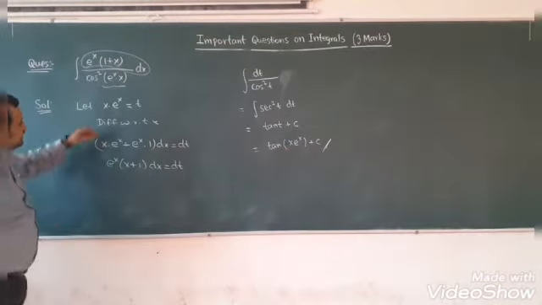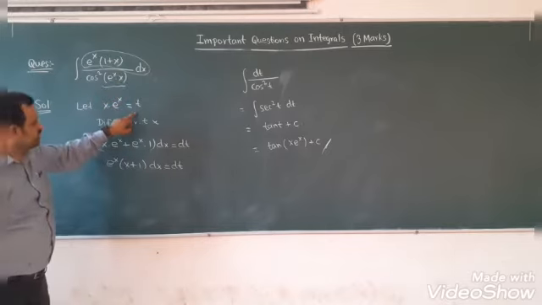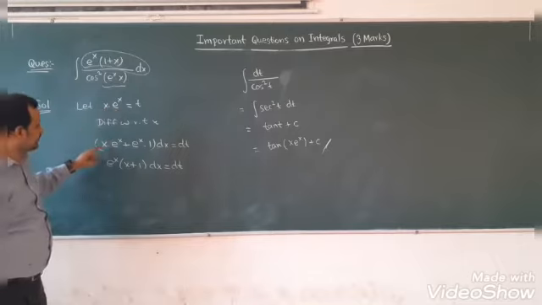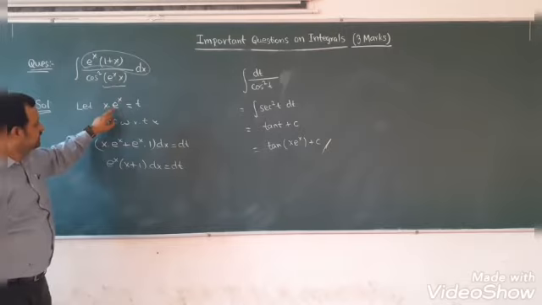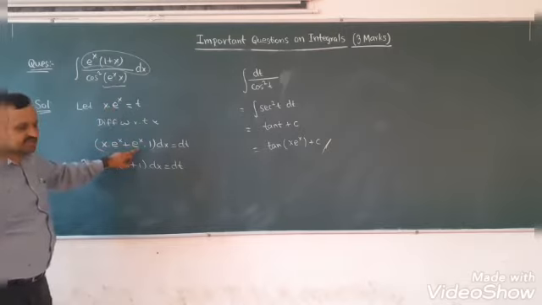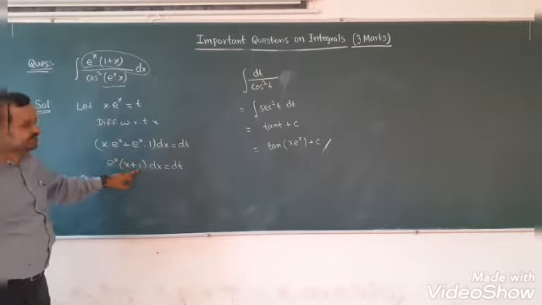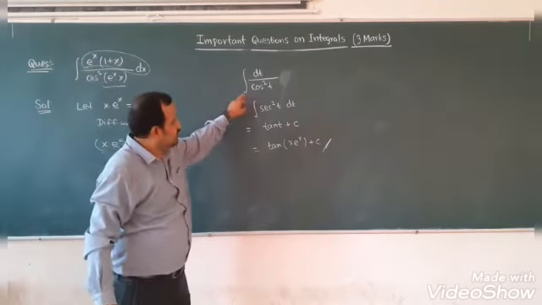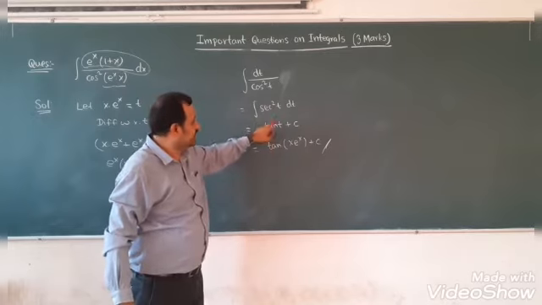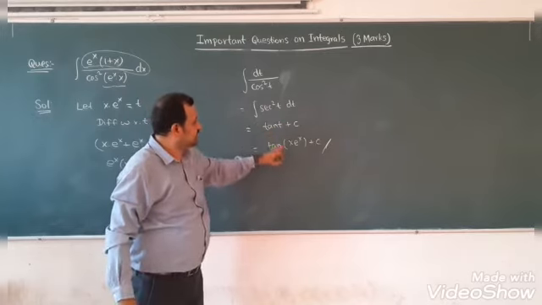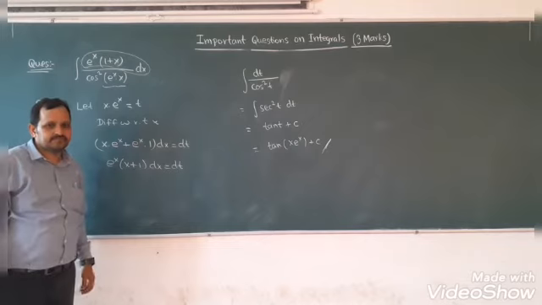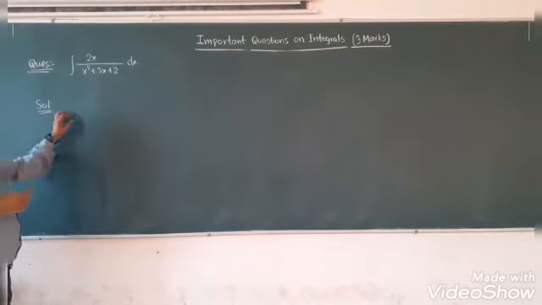So what we have done, we assumed x into e power x equal to t. Differentiate with respect to x. So how to differentiate? Apply the product rule: first function x into differentiation of e power x plus second function into differentiation of first. So take e power x common. E power x into x plus 1 dx, this will become dt. So dt divided by cos square t. 1 by cos square t is nothing but secant square t. Tan t, and t is nothing but x into e power x, plus c. I hope the solution is clear. Let us see the next question.